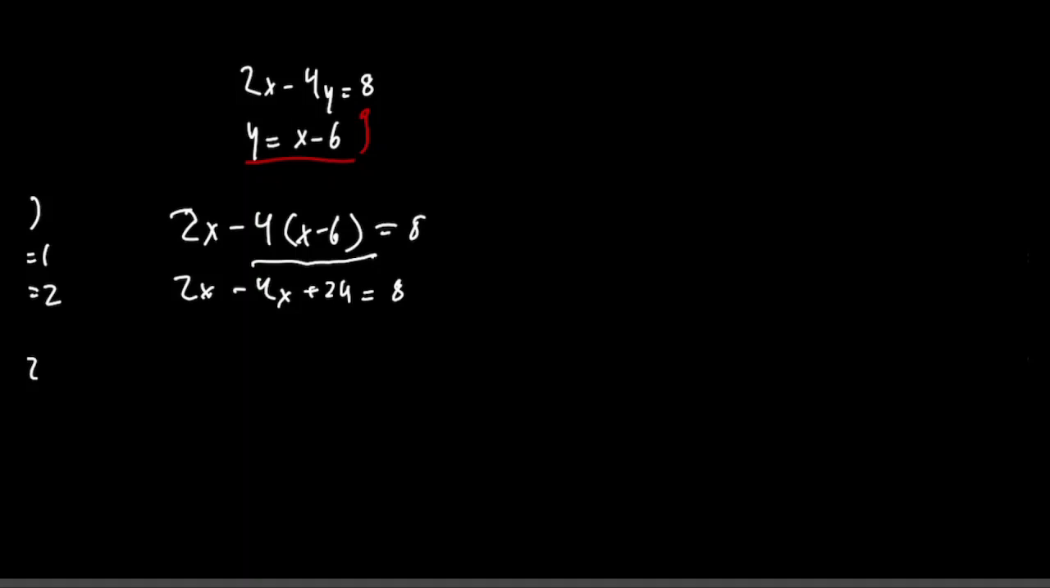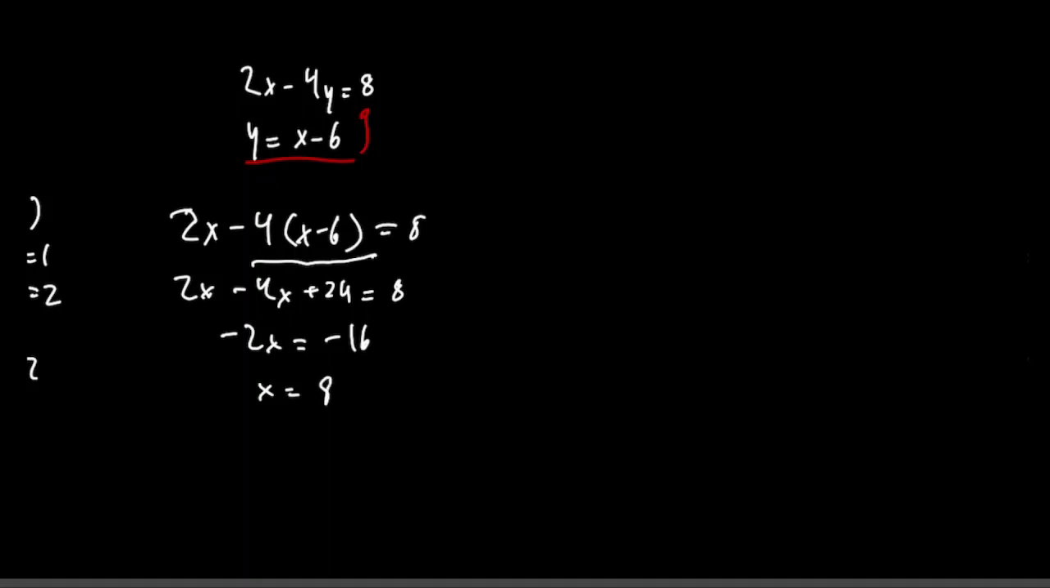Simplifying, we get negative 2x. I'm going to subtract 24 from each side, so 8 minus 24 is negative 16. Now I'm going to divide each side by negative 2. So we get x equals negative 16 divided by negative 2, which is 8.